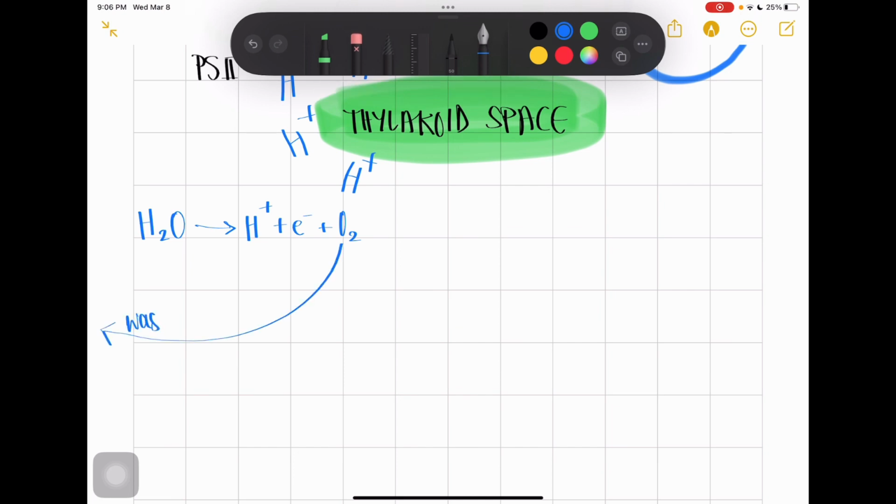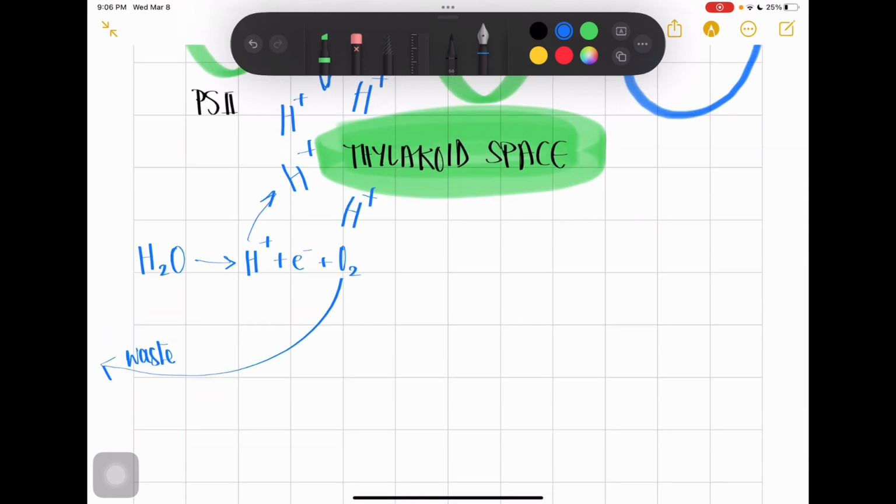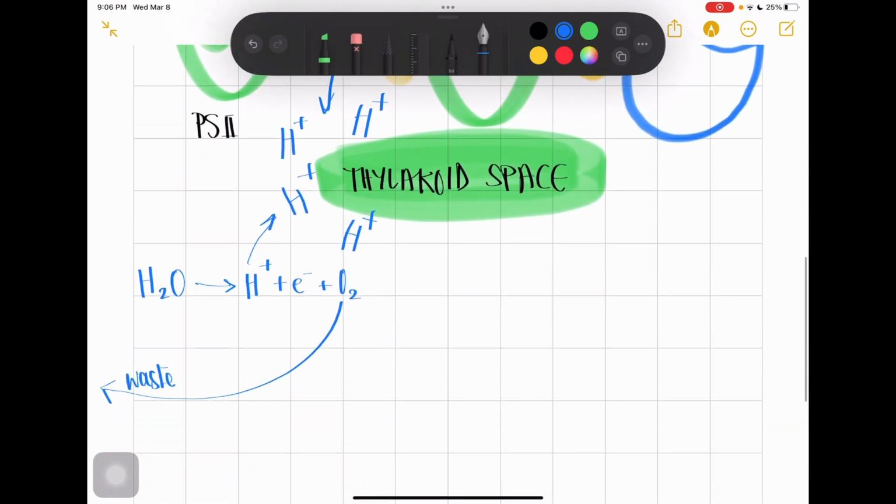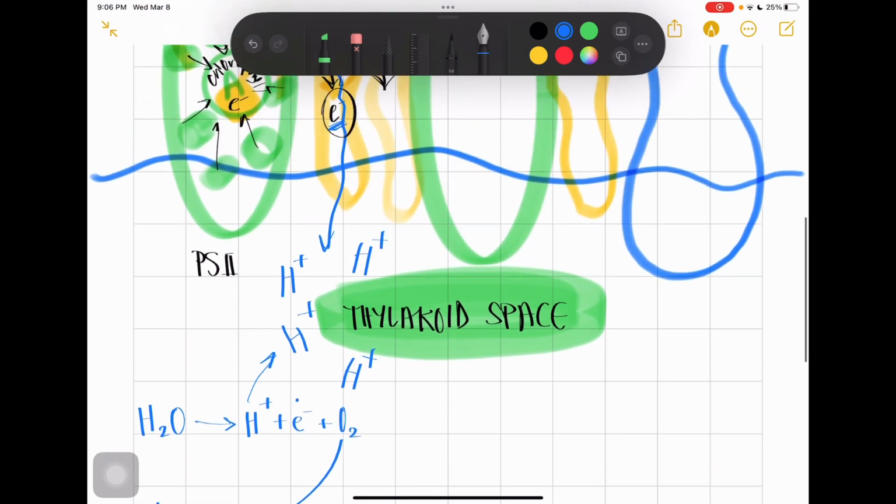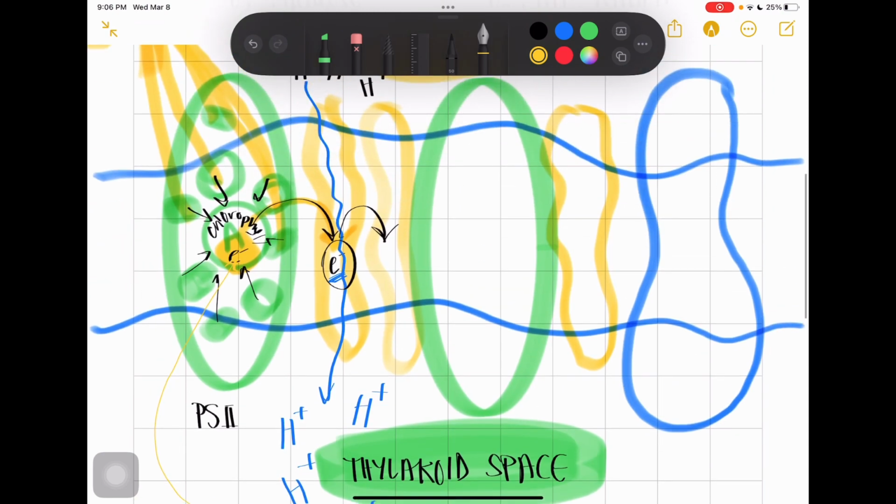It's a waste product. This proton is going to be pumped with all the protons. And the electron, let's do this in yellow, is going to make its way and take the place of the electron that was gone from the reaction center.